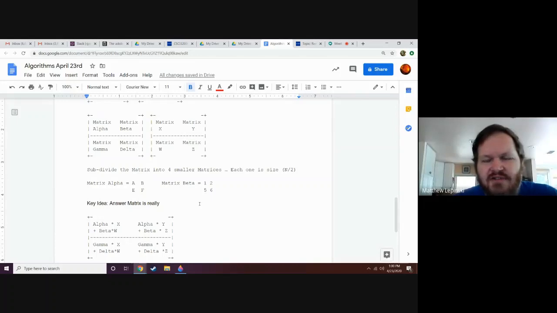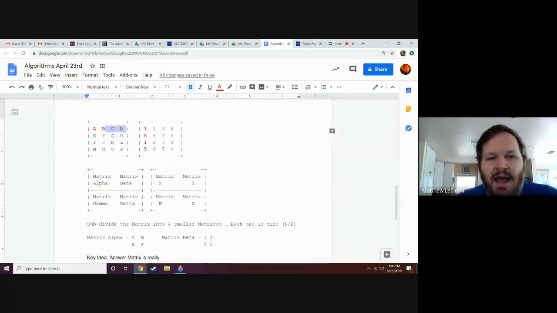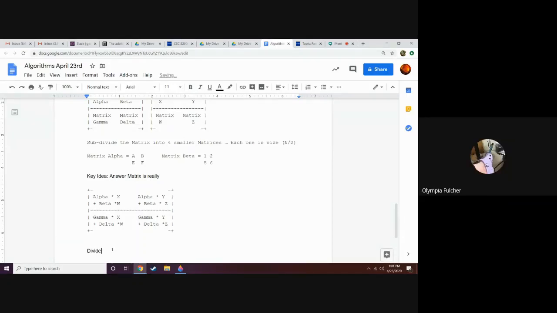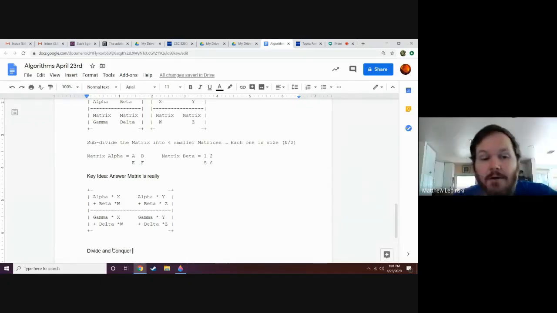So does this divide and conquer algorithm make sense? The idea is in order to multiply a 4x4 matrix, I'm instead going to do a bunch of multiplications of 2x2 matrices, right? Because everything here is 2x2. Questions? Anything I can say to make this divide and conquer algorithm make sense? Right, so for a matrix of any size, we always want to split it down to 2x2 matrices.